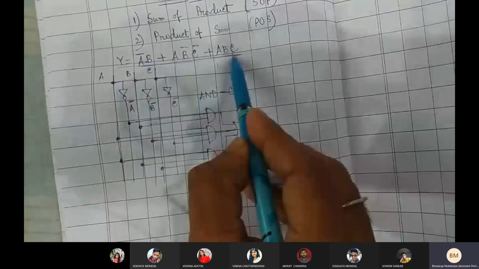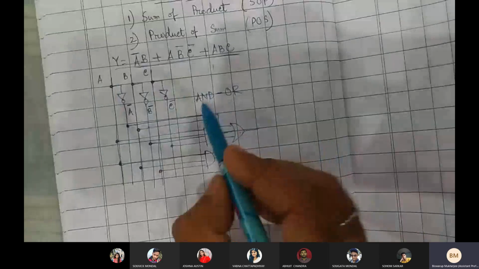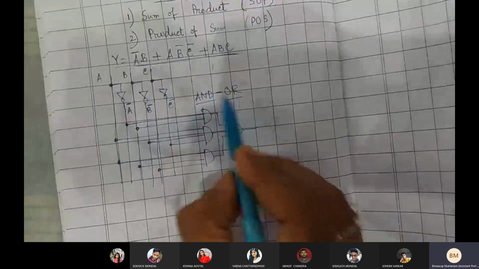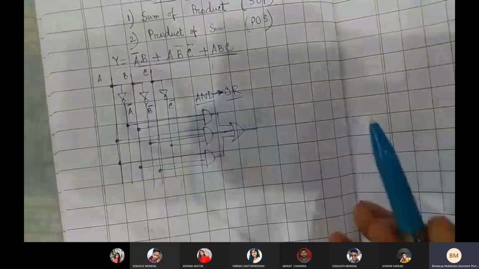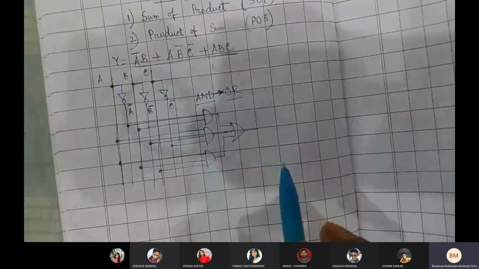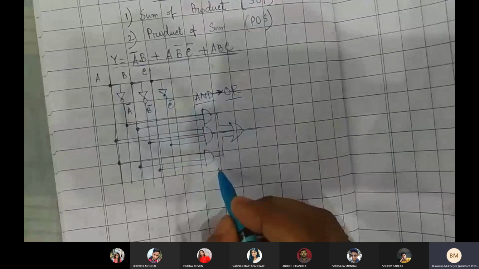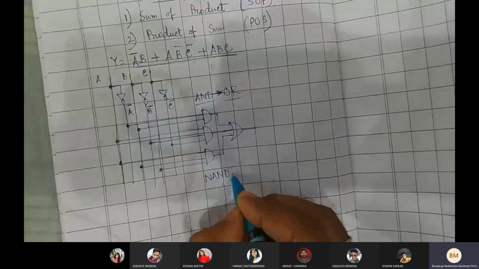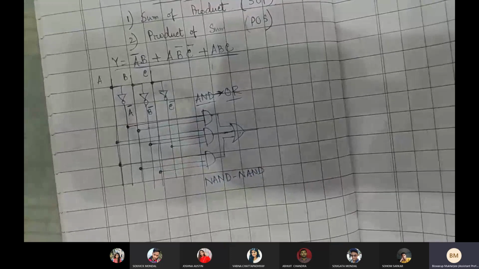So if we are having a sum of product term, it can be drawn using an AND gate set followed by an OR gate set. That is AND followed by OR. Make sure everything can be replaced directly by NAND followed by NAND. Make sure about this one. It can be directly replaced by NAND followed by NAND.